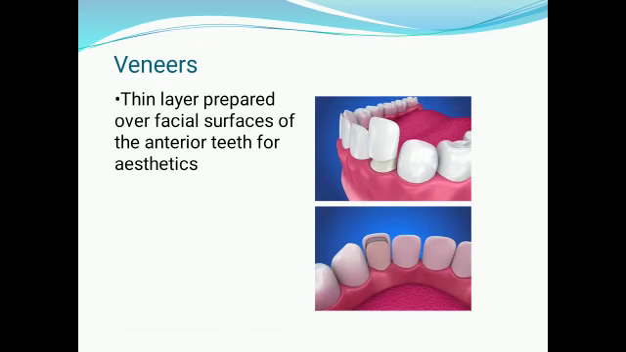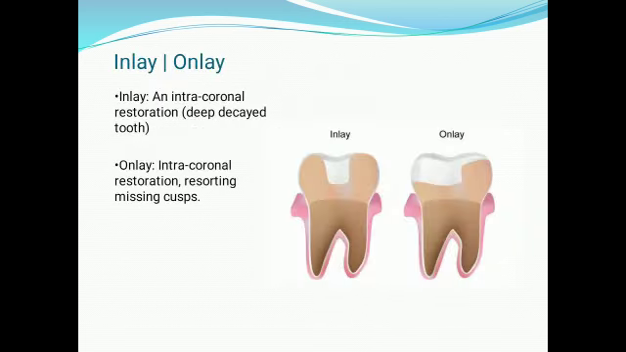Veneers: a thin layer preparation over the facial surface of the anterior teeth for more aesthetics. It is indicated only on anterior teeth. Inlays and onlays. An inlay is an intracoronal restoration, used for deep decayed teeth. Onlay is an extracoronal restoration for restoring missing tooth structure.